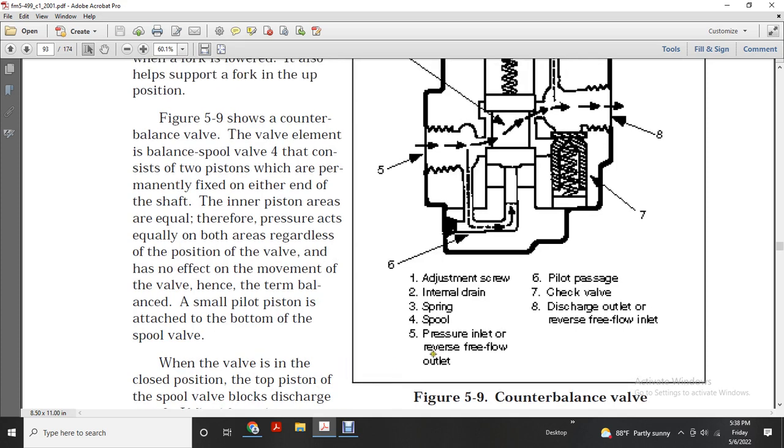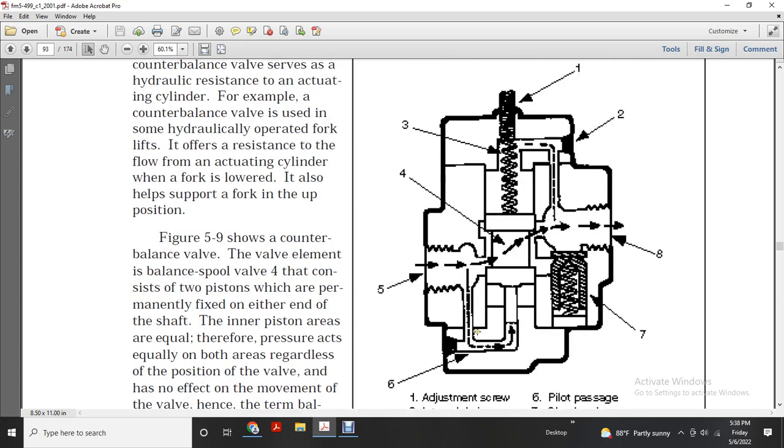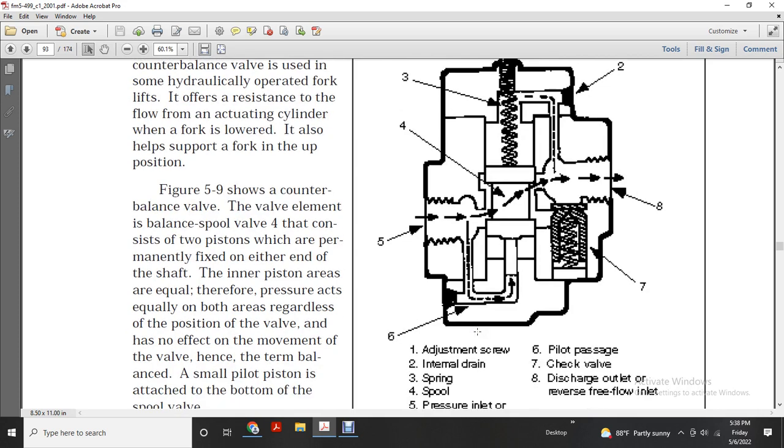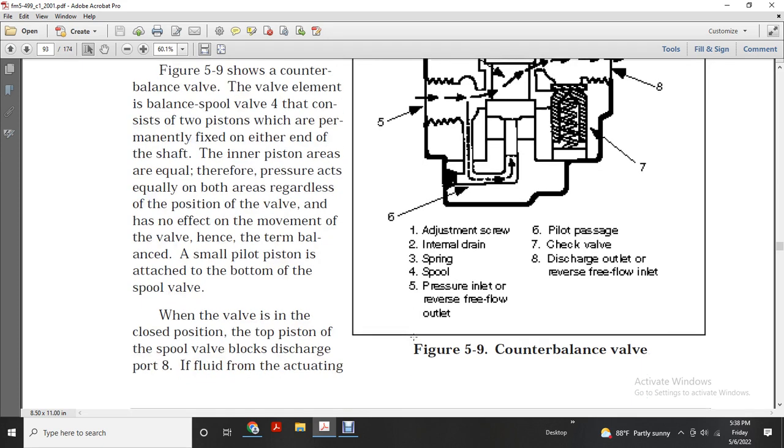Figure 5.9 shows the counterbalance valve. 1 is the adjustment screw, 2 the internal drain, 3 the spring, 4 the spool, 5 the pressure inlet, 6 the pilot passage, 7 the check valve, and 8 the discharge outlet and reverse flow inlet.